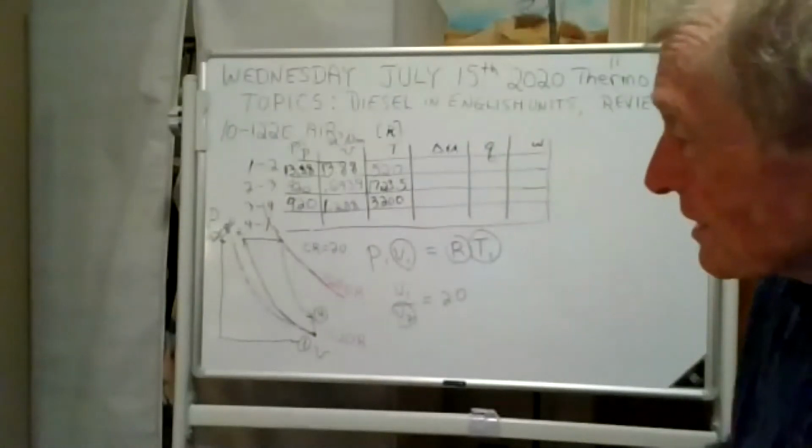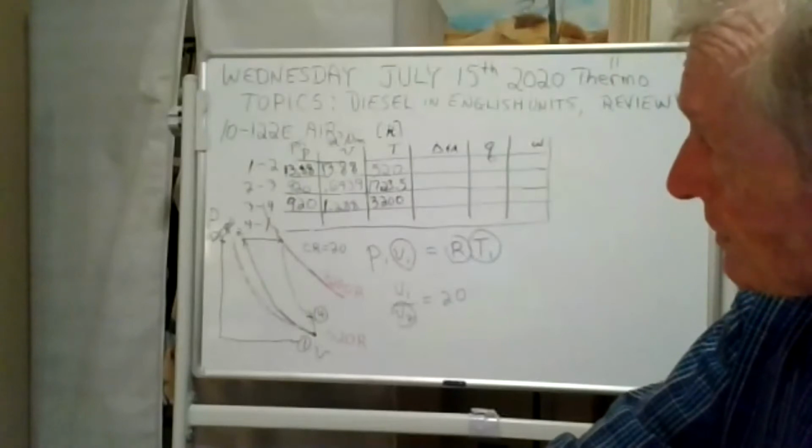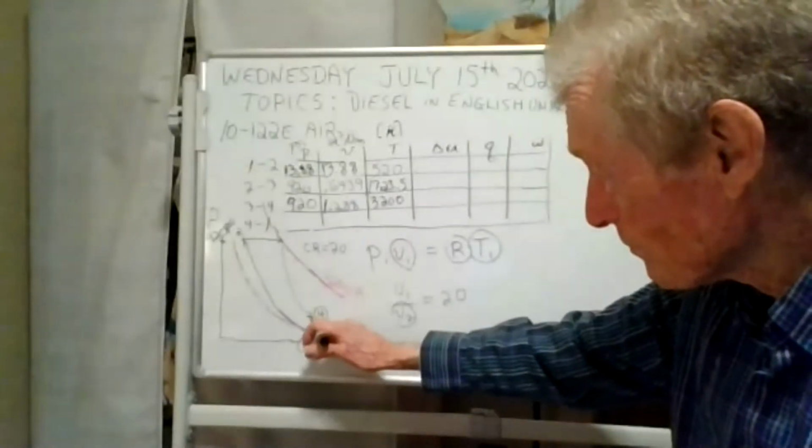Okay, now here's one of the dirty little secrets about the diesel cycle. This is an isochore going from 4 to 1.